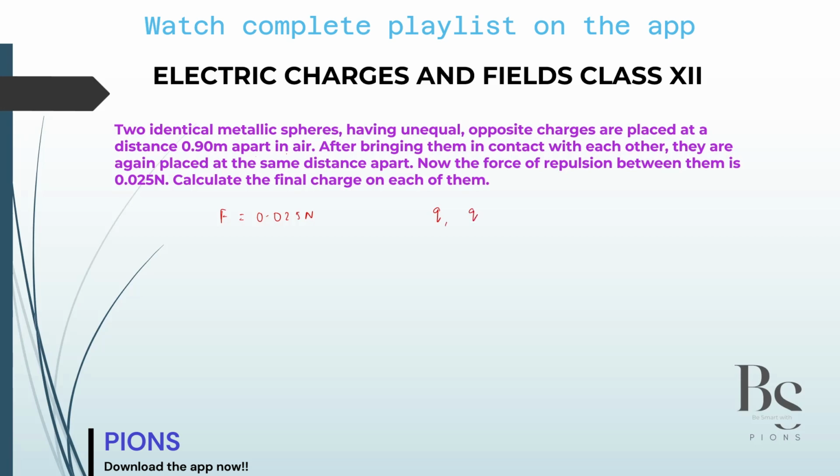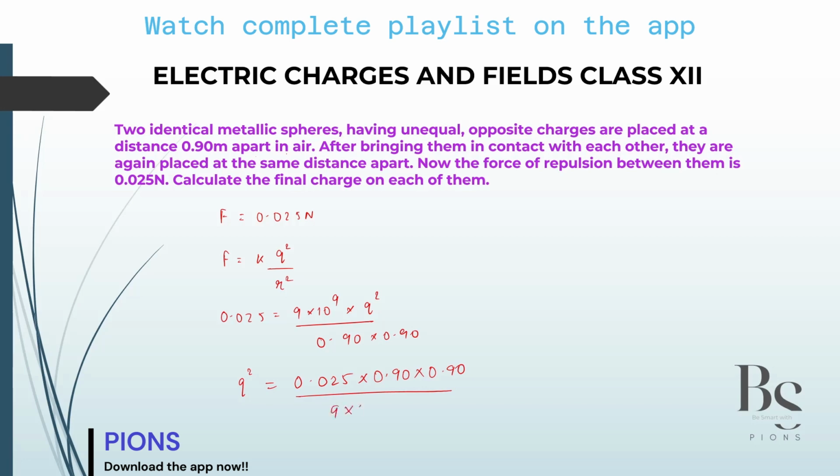So if the final charge is the same on each of them, we can directly use Coulomb's law formula, which is K Q square by R square. Direct. So what is F? 0.025. K is 9 into 10 to the power 9. Q we are looking for, and R square is 0.90 into 0.90. So Q square will be equal to 0.025 into 0.90 into 0.90, whole divided by 9 into 10 to the power 9.